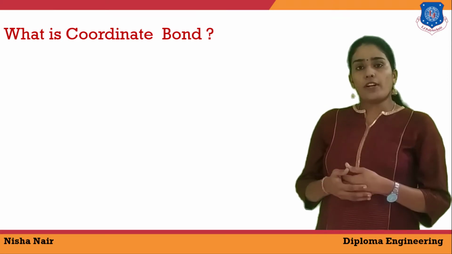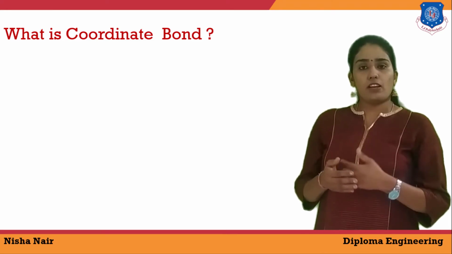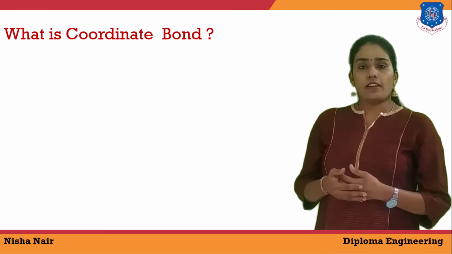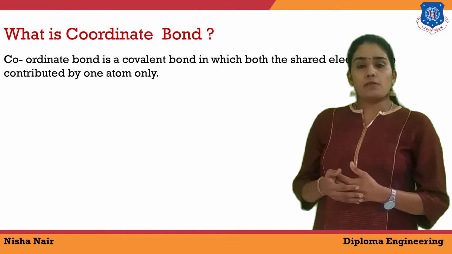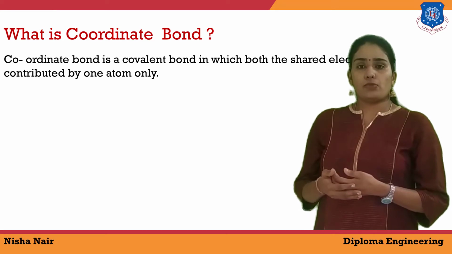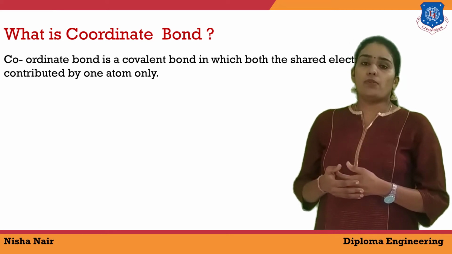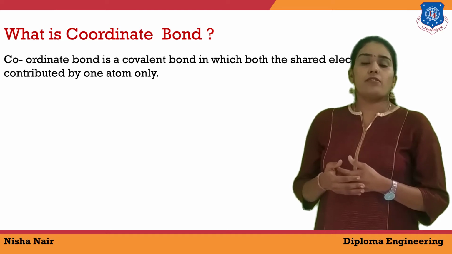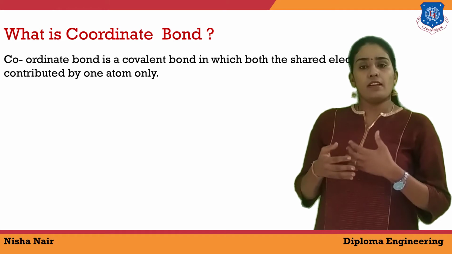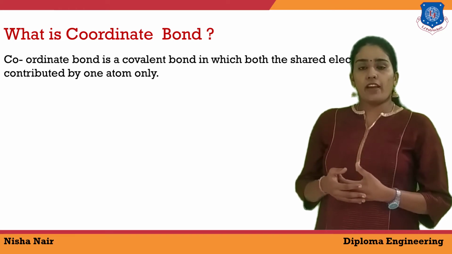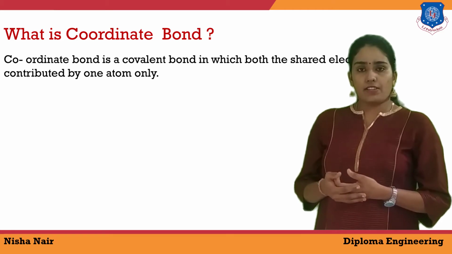Now in a coordinate bond you can see sharing takes place. It is just like a covalent bond. Here also sharing takes place, but in a coordinate bond one of the atoms will contribute both the electrons. Not mutual sharing, but only one atom will contribute electrons to have a sharing and to form a bond. So we can say a coordinate bond is a type of covalent bond where the sharing of electrons is contributed by one of the atoms.